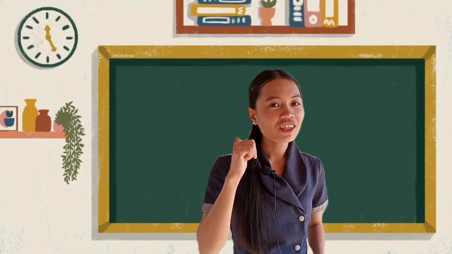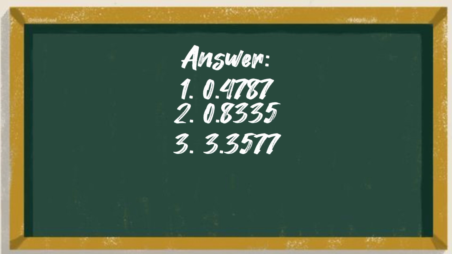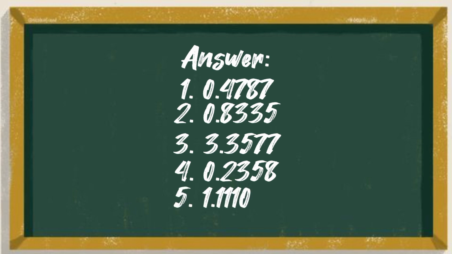This time, let us check your answer. For number 1, the answer is 4,787 10,000ths. For number 2, 8,335 10,000ths. For number 3, 3 and 3,577 10,000ths. Number 4, 2,358 10,000ths. Number 5, 1 and 1,110 10,000ths. 6, 5 and 446 thousandths.